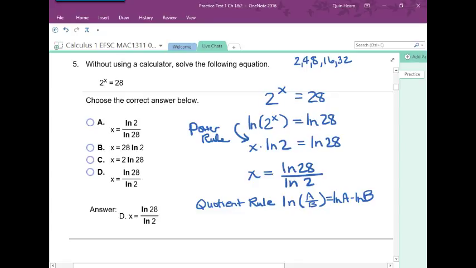Notice that here we don't have the quotient inside of a single log. We have a quotient of two separate logs. So this rule does not apply there. There's nothing we can do. We can't subtract 28 minus 2 or divide 2 into 28 or anything like that. So you just have to leave your answer in that form, and it will look like this.